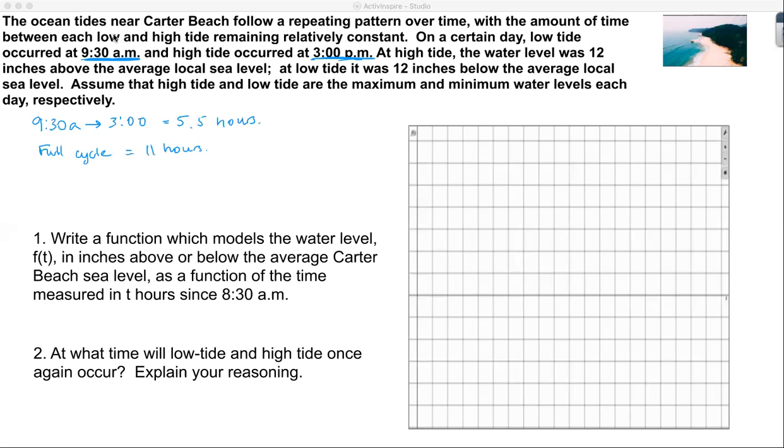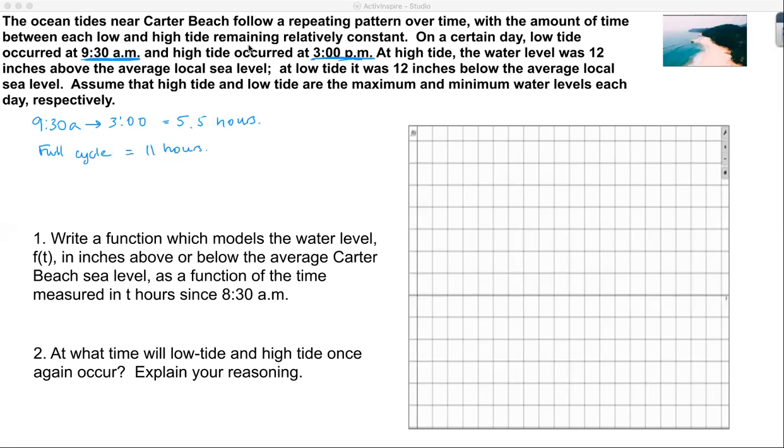Right? Because it took 5.5 hours to go from low tide to high tide. That means that to go back to low tide, it'll take another 5.5 hours. 5.5 plus 5.5, or 5.5 times 2, gives me 11 hours. So that's the first thing that I notice right away. Okay, what else is it saying?